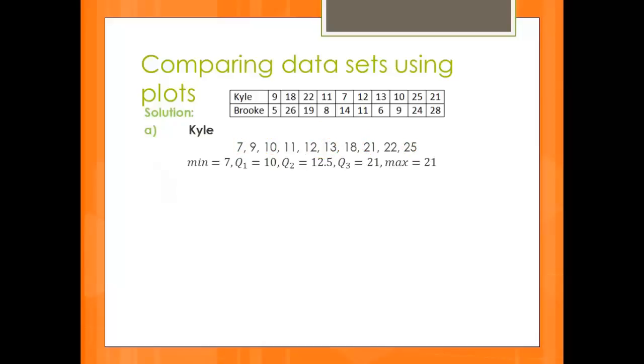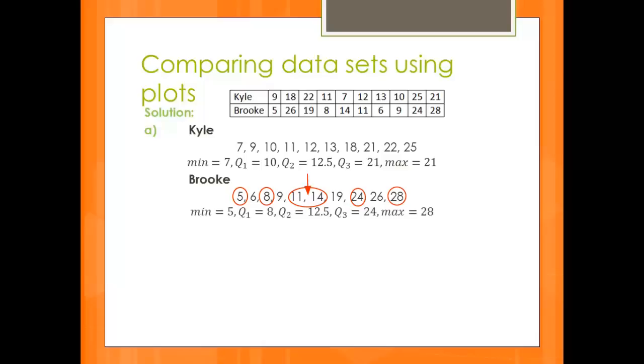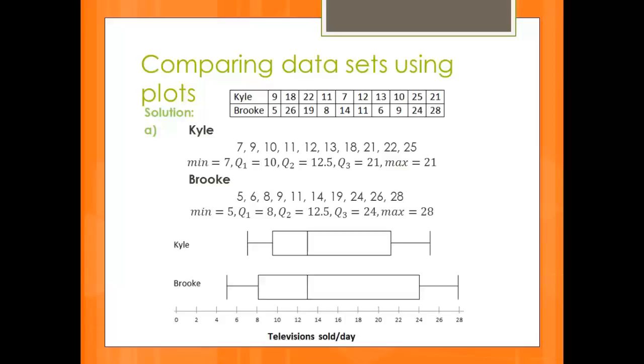We now do the same thing for Brooke. Listing the scores in order, finding the lowest score, the lower quartile, the median, the upper quartile, and the highest score. These now need to be drawn side by side on the same set of axes. So here we can see our box plots for Kyle and Brooke.